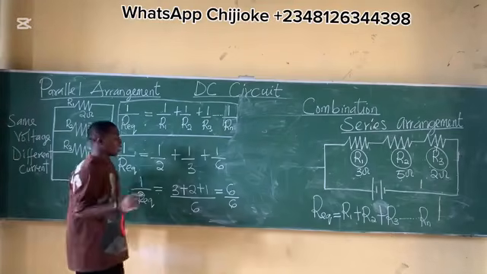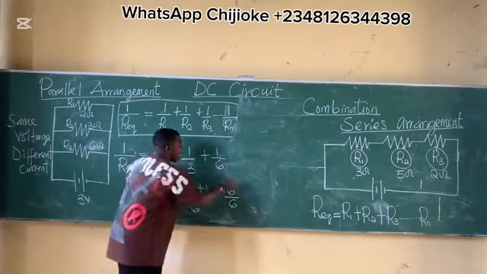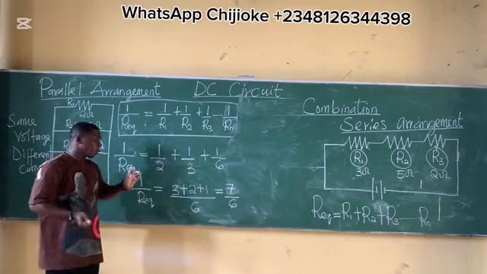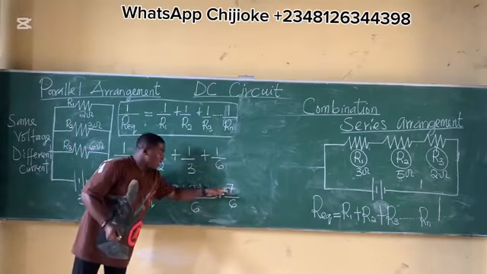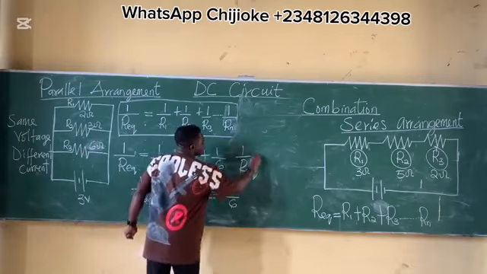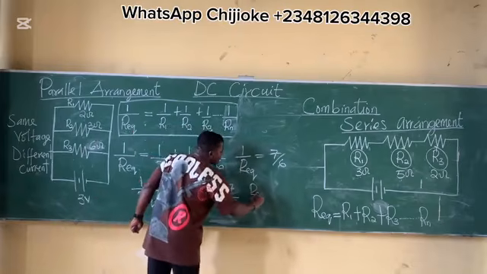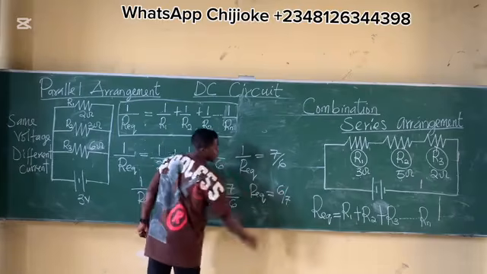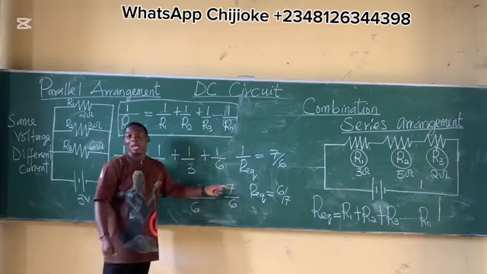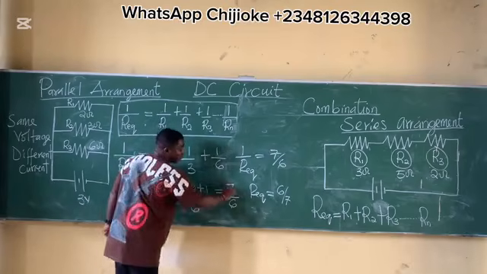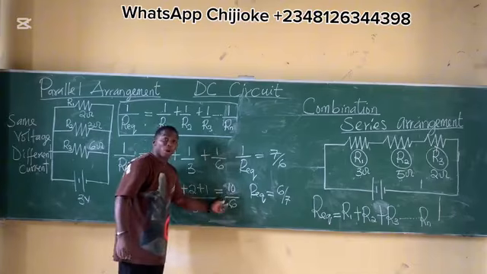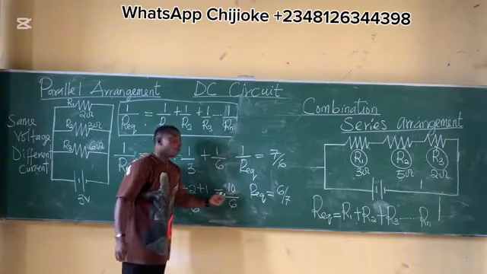Please, I want to explain something. Let's just assume that after adding everything we got 7 over 6. It means that 1 over R equivalent is equal to 7 over 6. By taking the reciprocal, R equivalent is equal to 6 over 7. This is how you get your final answer. Are we following? The one we got was 6/6, which is still 1. But if you have something like 10/6, the equivalent is going to be 6/10. Are you following? Alright.